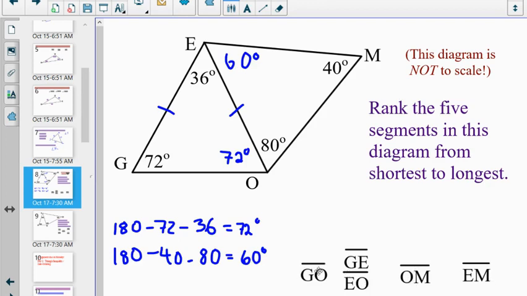So I've got them ranked. GO is the shortest. GE and EO are in the middle next to each other. They're the same. OM is the next one. And then EM is the longest segment in this diagram.